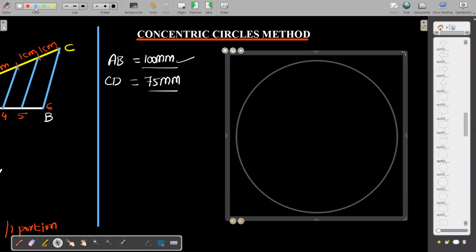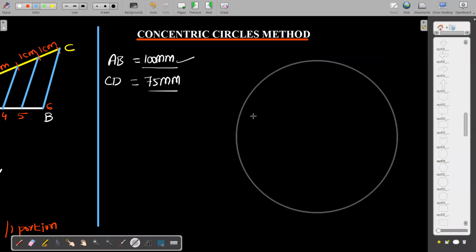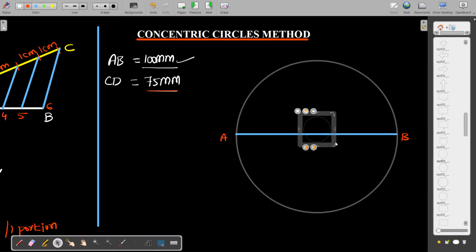Right, now just draw a line at the center. What is the line length? Tell me, all of you. It is the major axis, AB. Drawing is done. Now take 75 mm as diameter. Take 75 mm as diameter. You have to go for one more circle like this.